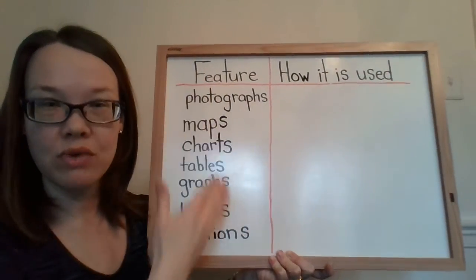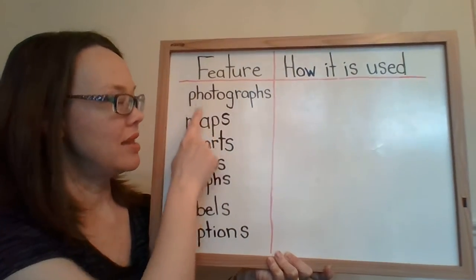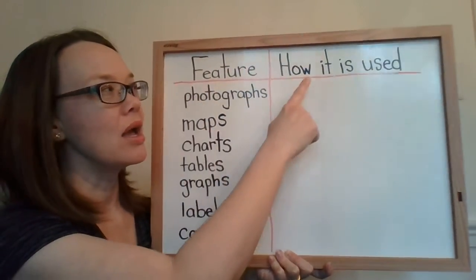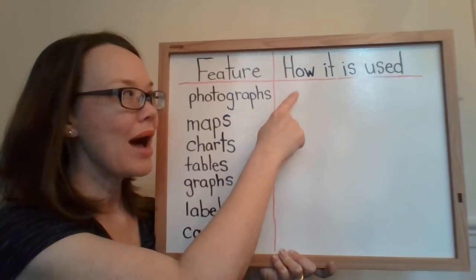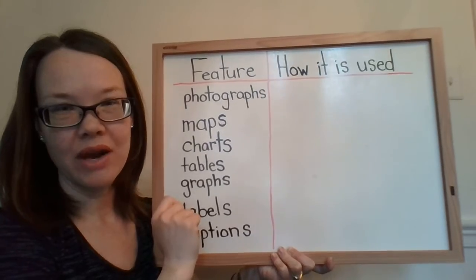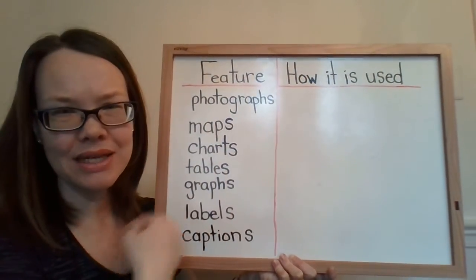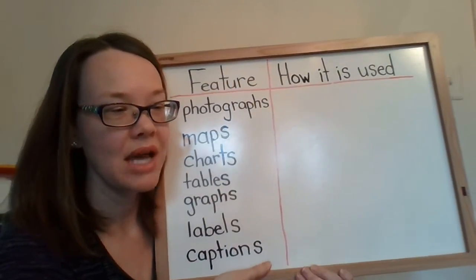So at home you can write this T-chart. You can write feature and how it is used in the book. And then you can put some on the side with your parents, and then you can go over why. How is this used? Why would they put photographs in the book? How is that going to help me by putting those photographs in the book? Why would they put a map in the book? How is that used, and how is that going to help me as a reader? Okay, so you need to figure those things out.